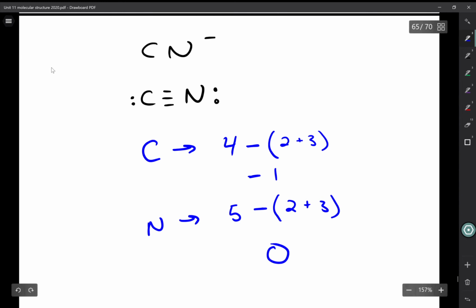Okay. Now, the overall charge of CN minus is -1. Well, carbon has a -1, nitrogen has a 0. So if we add those two up, that's -1. So overall it's a -1, which is what our polyatomic ion charge is. So there we go.